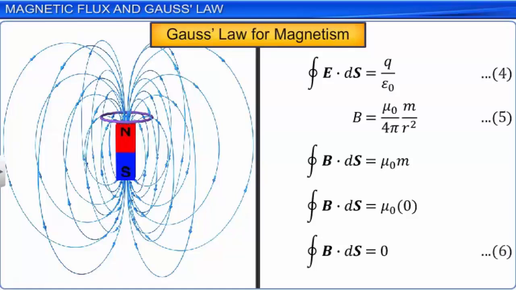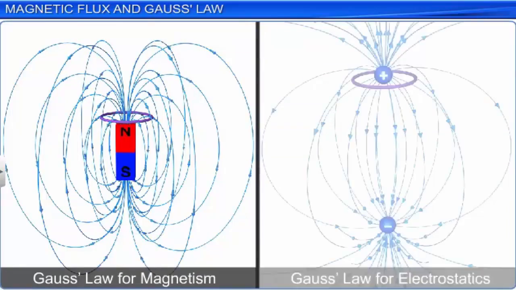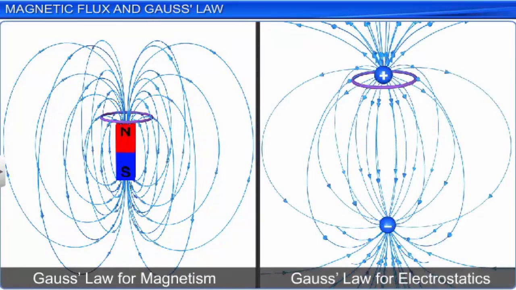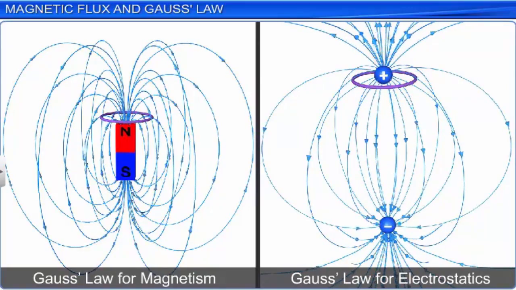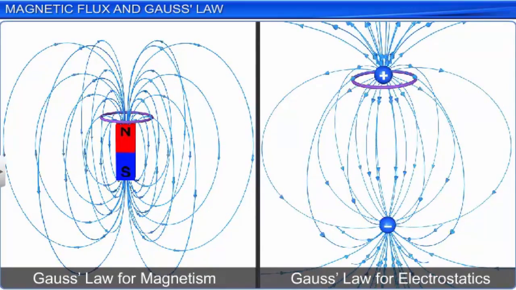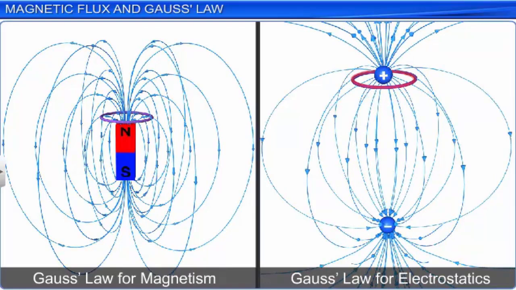Let's discuss Gauss law for electrostatics and magnetism more explicitly by considering the field lines due to an electric dipole and a magnetic dipole. Consider a closed surface that encloses one of the charges of an electric dipole, and another closed surface which encloses one of the poles of a bar magnet.